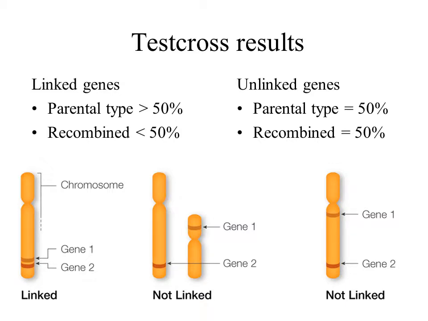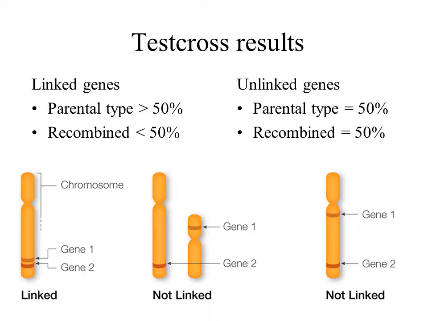How do we know? I've created a decoder key to help us understand how to identify when genes are linked versus unlinked. When genes are linked, the parental types will be greater than 50%, and the recombined types will be under 50%. So in the previous example, we had 83% of the offspring looked like the parental type. So therefore, it should be linked genes.